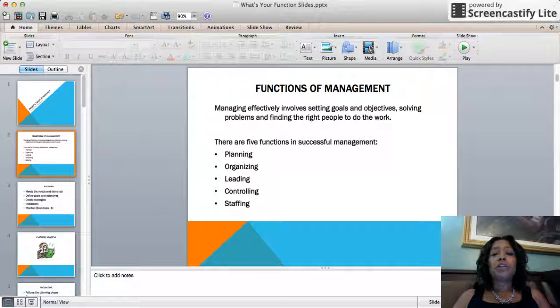One of the most important things that an organization can do is have good management. You can have a great product, but if you have poor management, you could still fail. Managing effectively involves setting goals and objectives, solving problems, and finding the right people to do the work. There are five functions of management: planning, organizing, leading, controlling, and staffing.